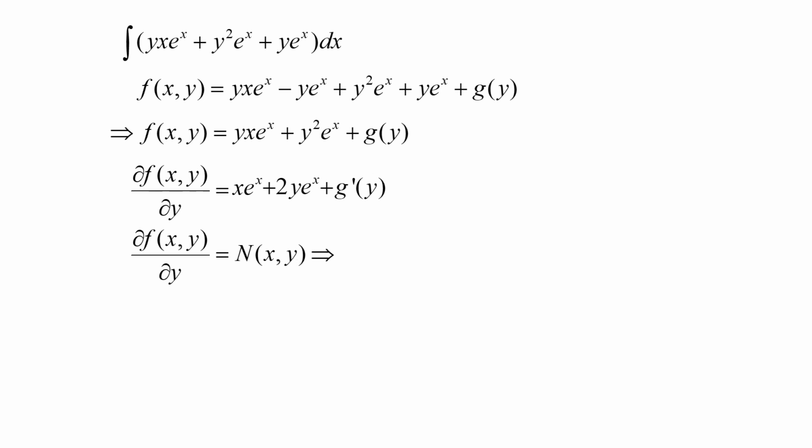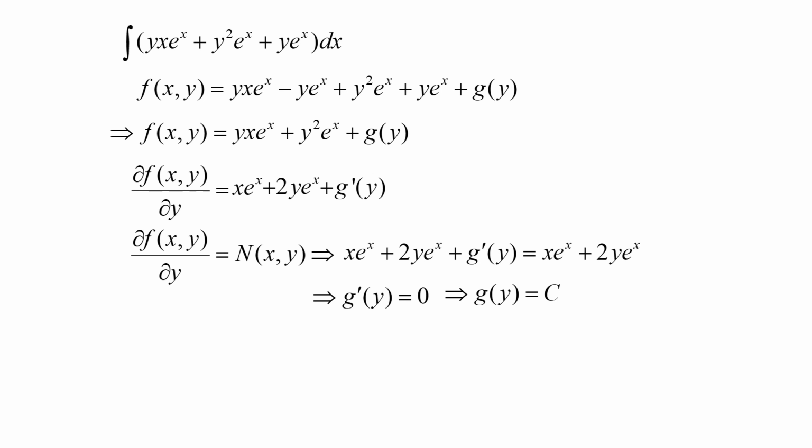We set that equal to n, so x e to the x plus 2y e to the x plus g prime of y equals x e to the x plus 2y e to the x. We have those common terms on both sides, so they'll cancel out. So g prime of y is equal to 0. So if we integrate that, that means g of y is just going to be an arbitrary constant c. And so we can put that into our solution. C is equal to yx e to the x plus y squared e to the x. And that'll be the solution to our differential equation.